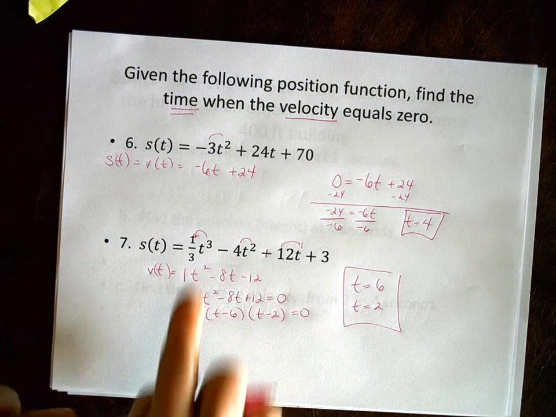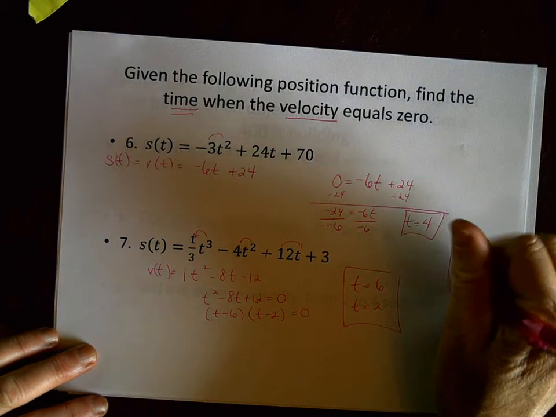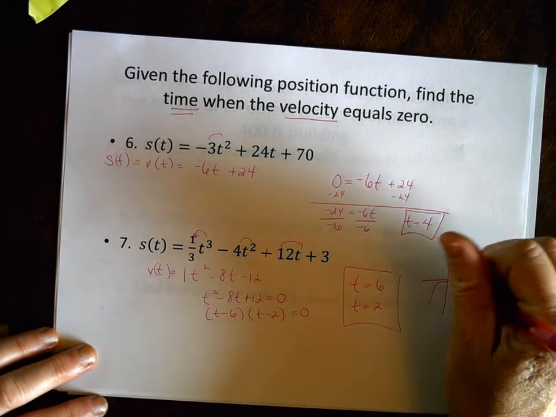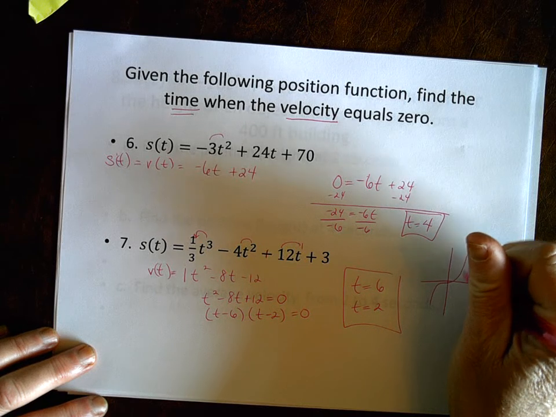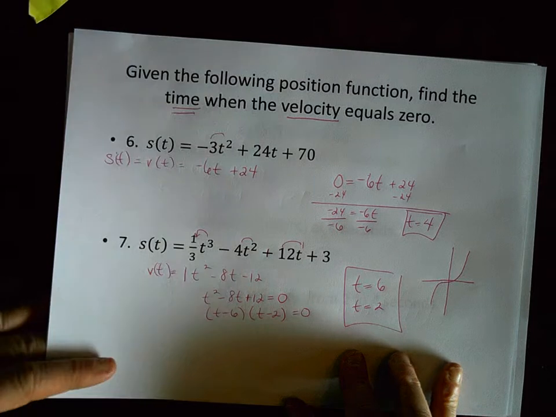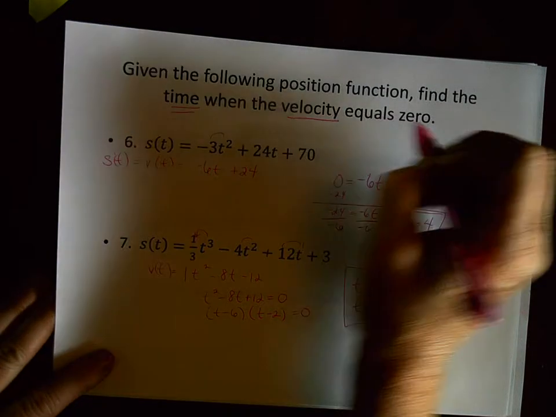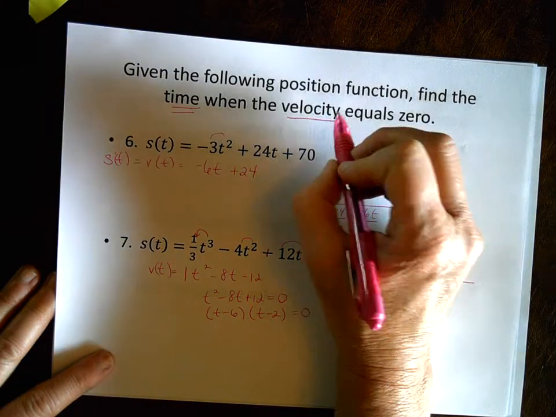So again, this is a cubic. Try to explain, so maybe it went up. Cubics look like this. So maybe it went up, hit a flat, goes back up, hits a flat. Okay, so velocity equals 0. Always look at what you're trying to find. You're trying to find time, so you're trying to find t. You're making it equal 0.